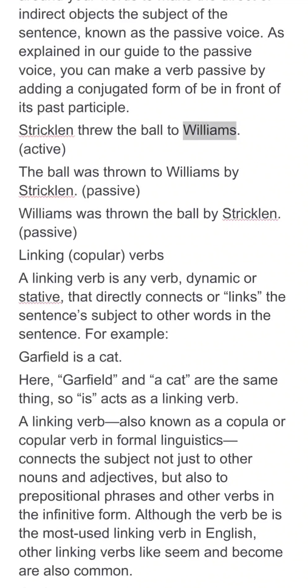Strickland threw the ball to Williams. Active. The ball was thrown to Williams by Strickland. Passive. Williams was thrown the ball by Strickland. Passive.